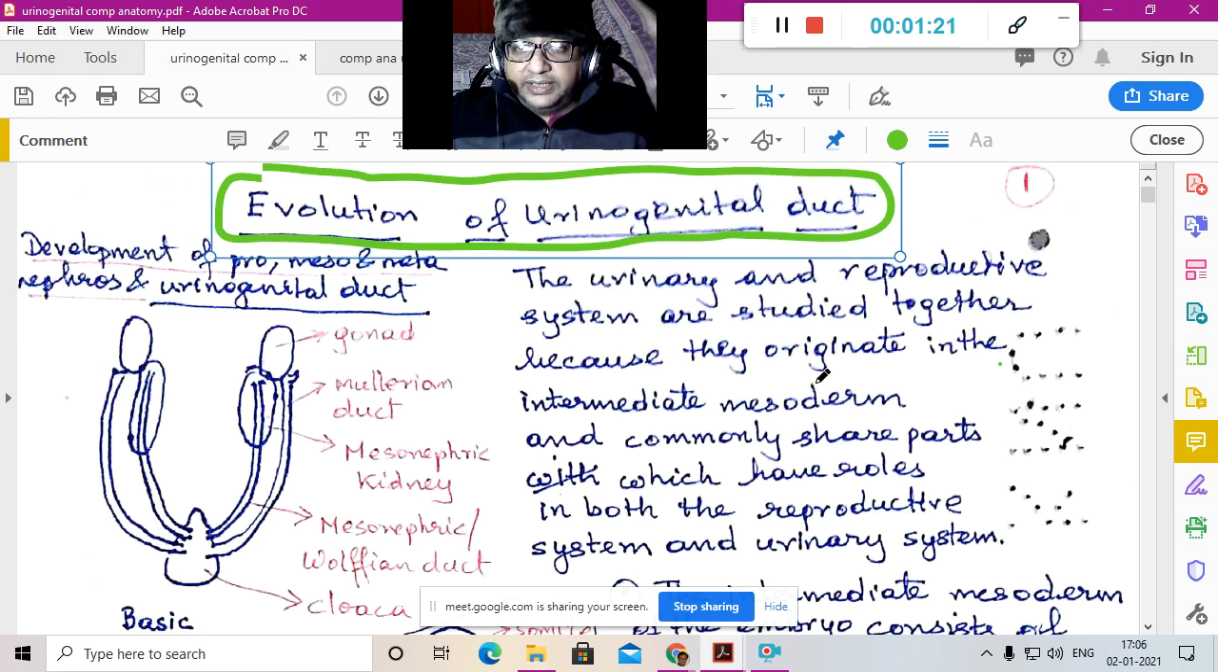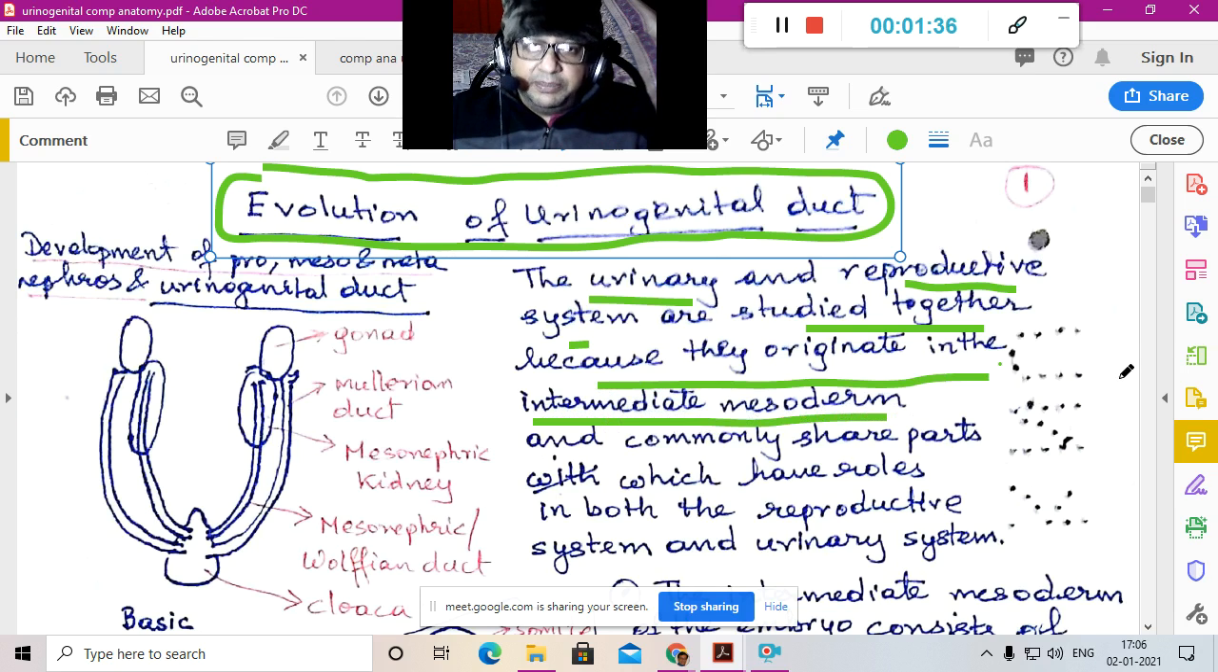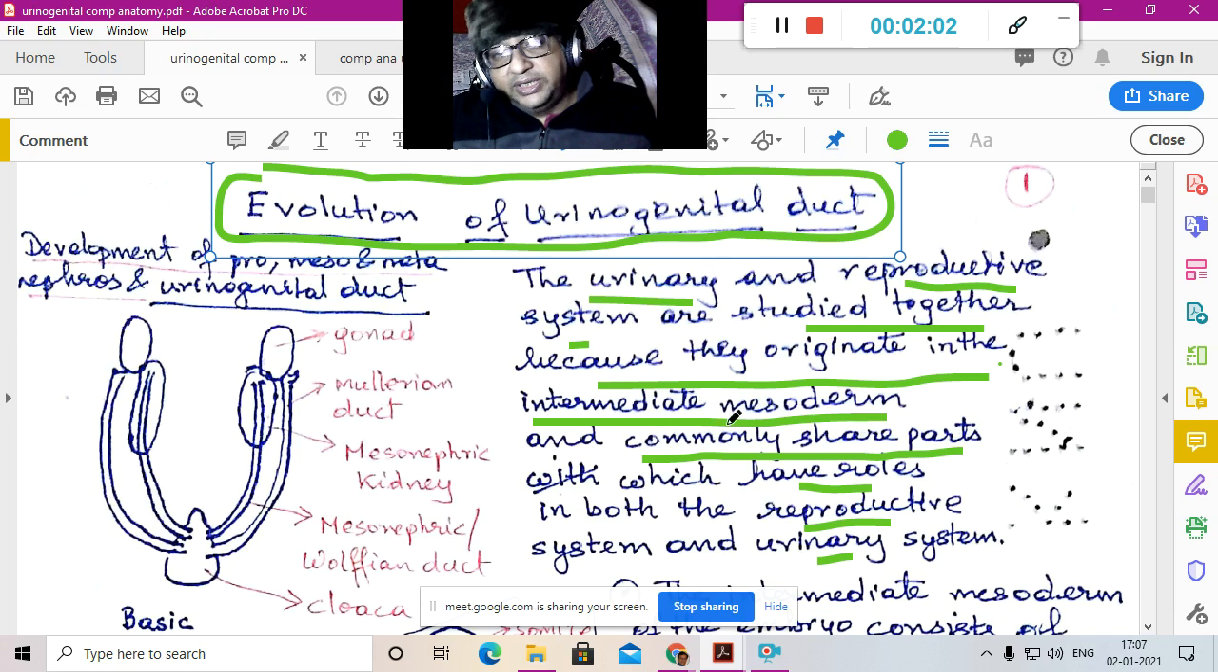So the first thing which you have to study is that the urinary system and the reproductive system are always studied together because they originate in the intermediate mesoderm. In a picture you will see what the intermediate mesoderm is, and you will see that the origin is similar for the urinary system and the reproductive system. The origin is separate, and they have common parts which they share. So these have roles both in the reproductive system as well as in the urinary system.